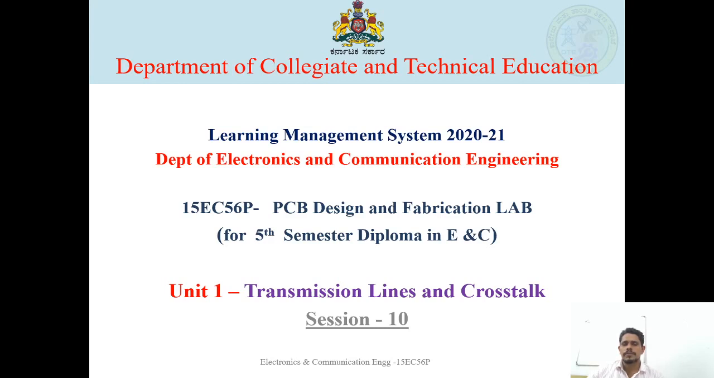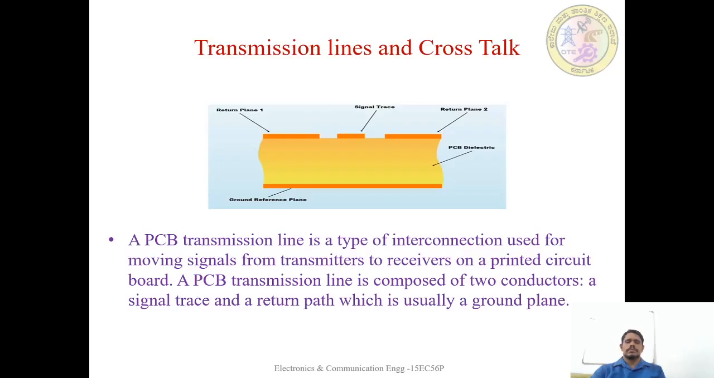Under this program, we take up the course PCB Design and Fabrication Lab. The subject code is 15EC56P for 5th semester Diploma in Electronics and Communication Engineering students. Now Unit 1, Transmission Lines and Crosstalk. Session 10. Let me explain now what is transmission lines and crosstalk.